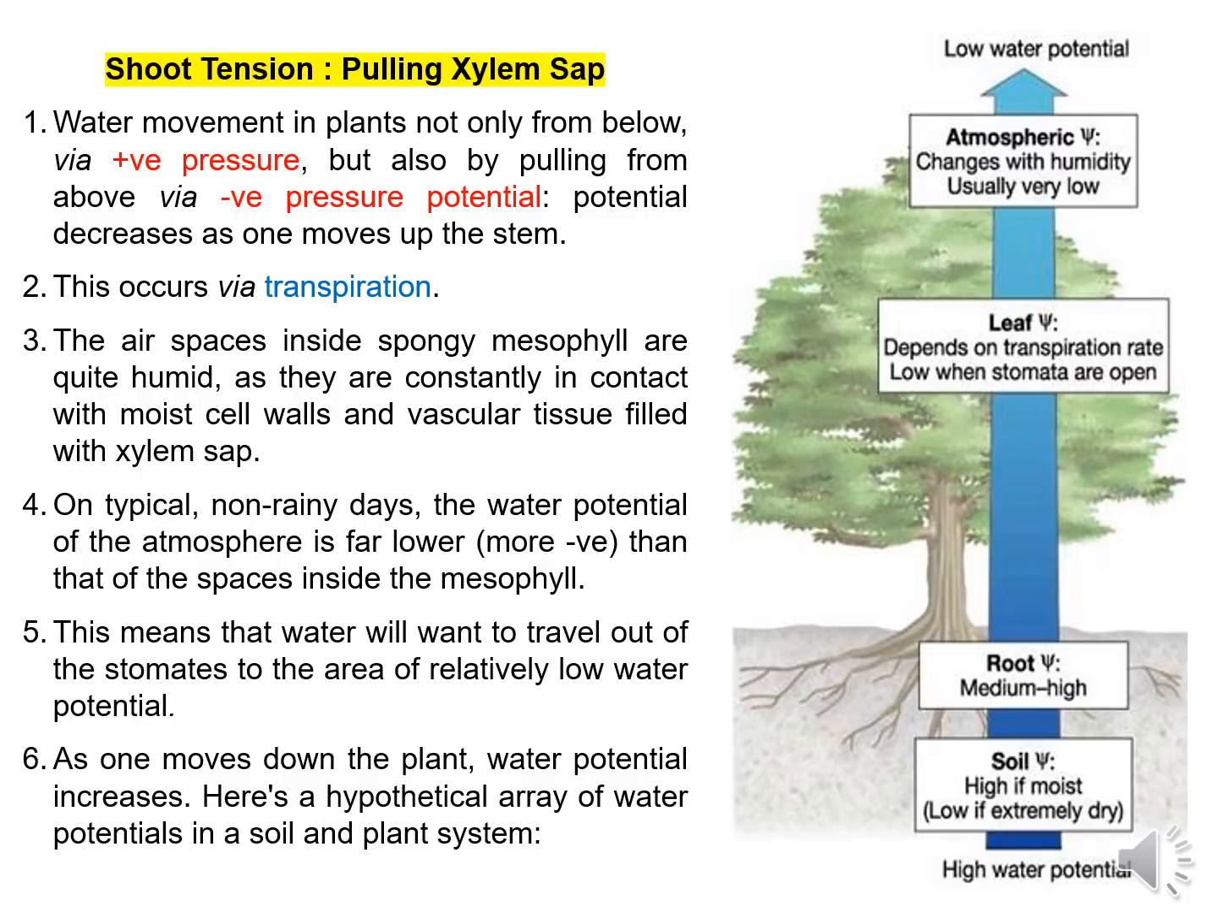In the soil with high water potential, followed by the root, it may become medium to high. To the leaf, it may become low when stomata are open. And it also depends on the transpiration rate. We will discuss the transpiration rate, determined by a few numerous factors, in the next few slides. In the atmosphere, usually low, but the water potential in the atmosphere may change according to the humidity level.